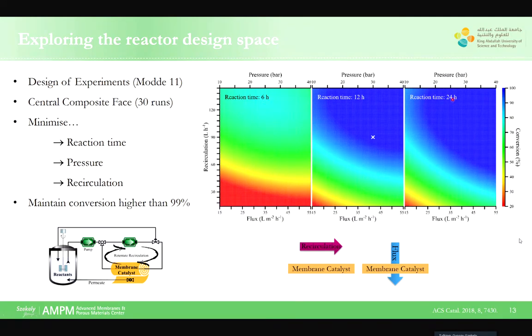And at the end of this optimization, with the design of experiments model, we concluded that the sweet spot is actually this one here, which gives us 30 bar and recirculation of about 90 liters per hour. And this is the corresponding flux. And here we managed to minimize the parameters that we wanted to minimize and still keep the conversion quasi 100%.